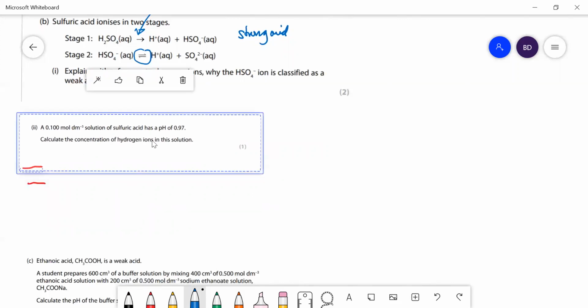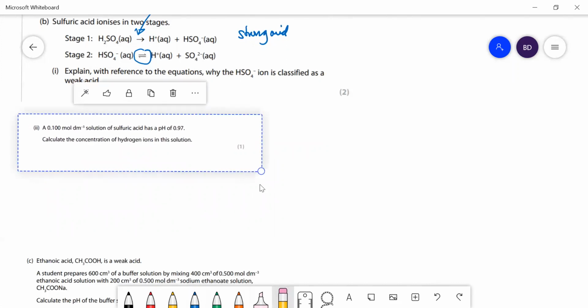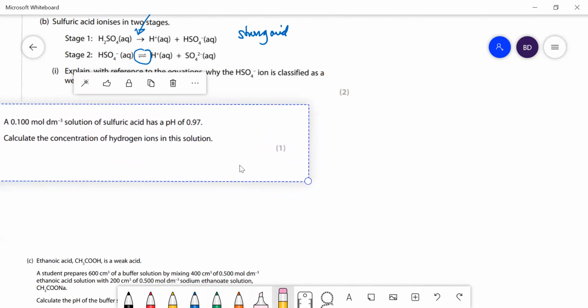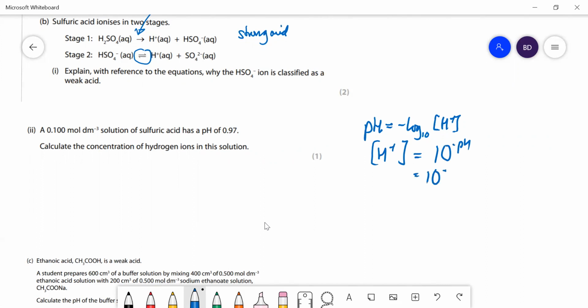Okay, so now I think following on from that, 0.1 molar sulfuric acid has got a pH of 0.97. Okay, calculate the concentration of hydrogen ions in the solution. So pH is equal to minus log to the base 10 of the H plus ion concentration. So that means H plus is equal to 10 to the power of minus pH. 10 to the power of minus 0.97 gives us a value of 0.107 mole per decimeter cubed.